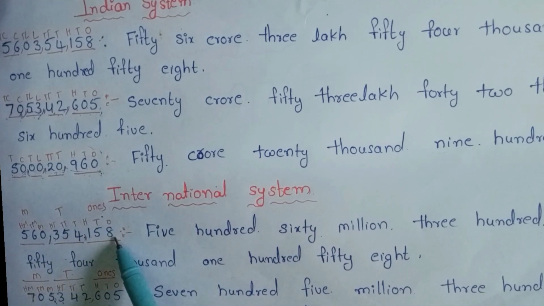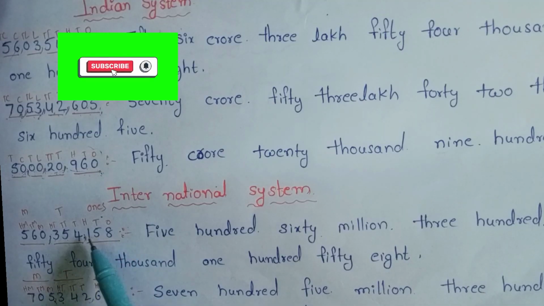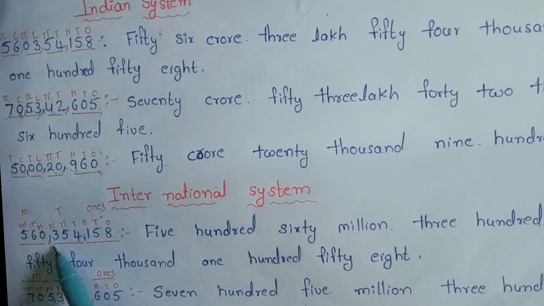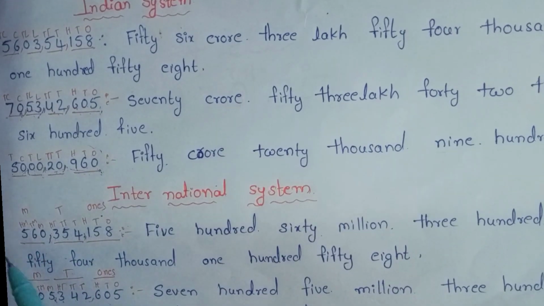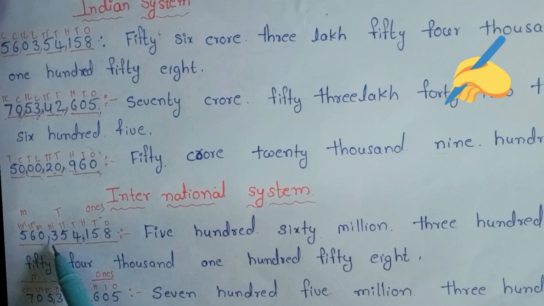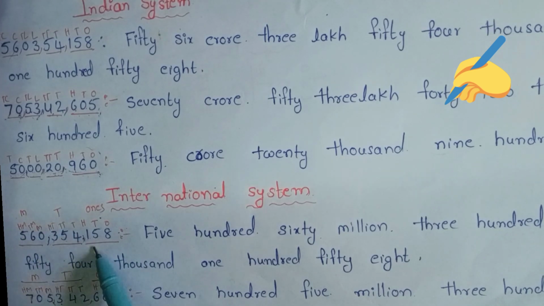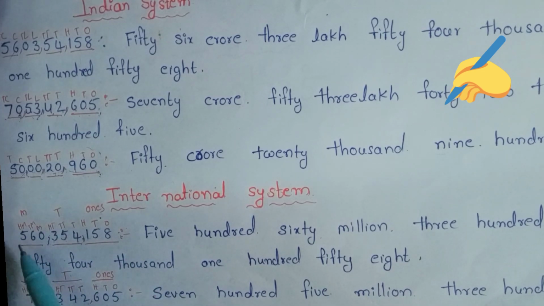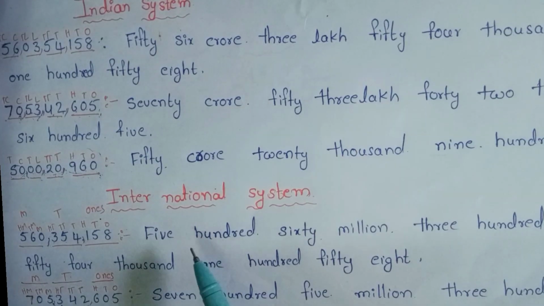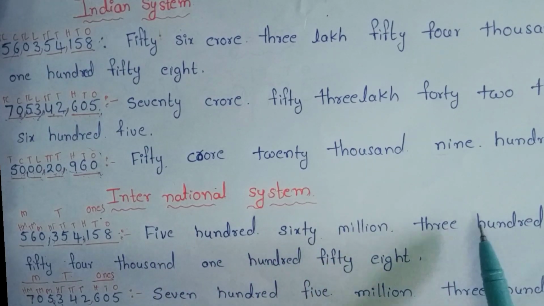In the unit period, there are three digits: ones, tens, hundreds. Next, 1000, 10,000, 100,000. These three digits are the thousand period. Next, million, 10 million, 100 million. This is the million period. Now we read: 560 million 354,158. Once again, 560 million 354,158. Now we write the number name.